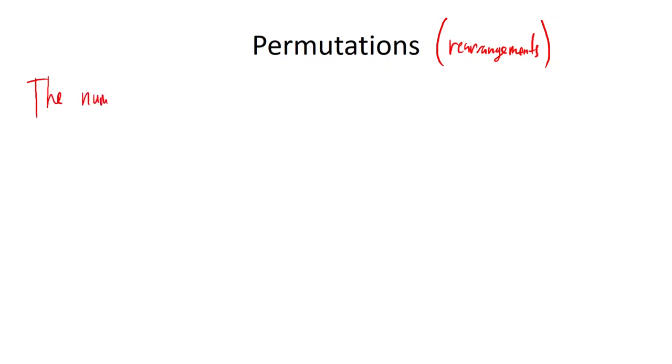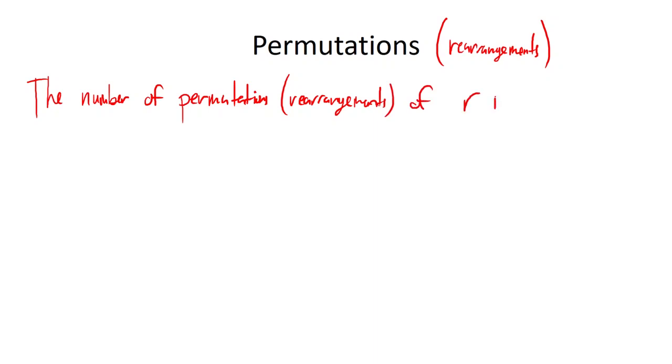If you want to know the number of permutations, in other words, rearrangements, of, say, R items out of N items total, where R is smaller than N, we call that the permutations of R items out of N items total.